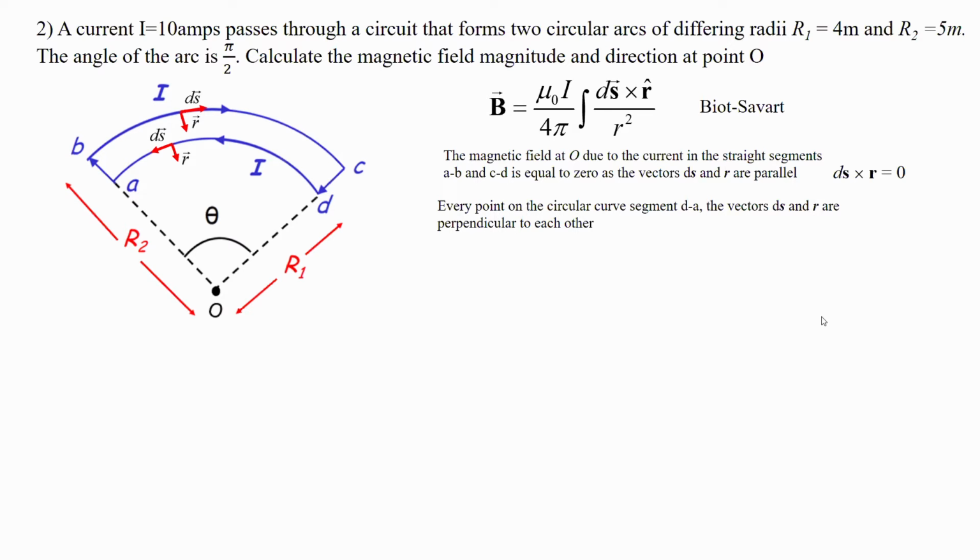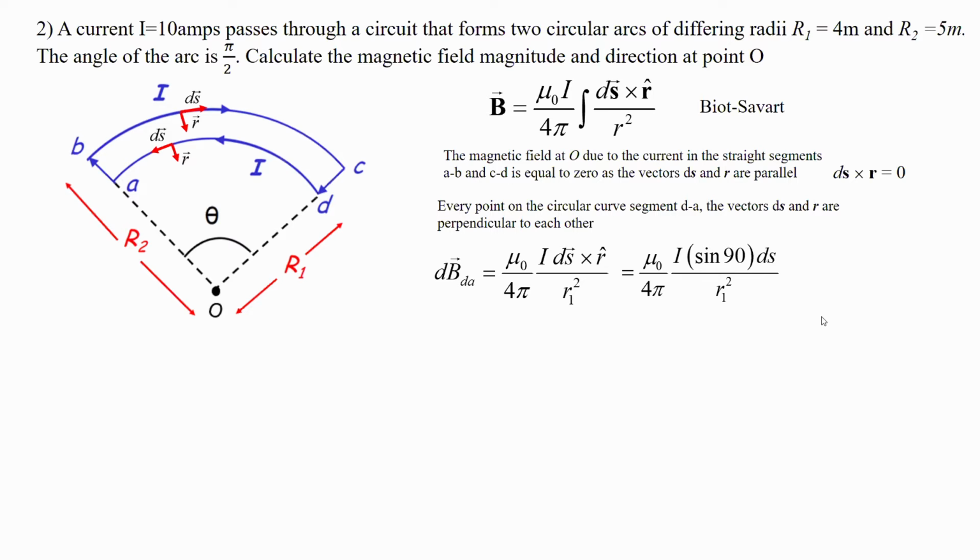But at every point on the circular curve D to A, the vectors ds and r are perpendicular to each other. There are some niceties about this: our point O is the center of the circle. Now we're looking at the circular segment from point D to A. We know already that the angle between r and ds must be perpendicular on a circular arc if we're observing from the center of the circle, and so consequently it's always 90 degrees.